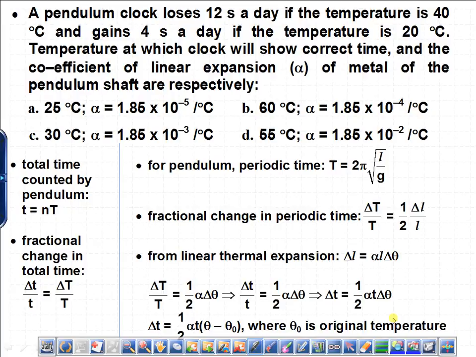So, now finally the equation that is available with us is that the change in time measured by the pendulum is equal to half into alpha into total time into the difference of temperature, where theta 0 is the original temperature and theta is the temperature of consideration at which the time is having some error.